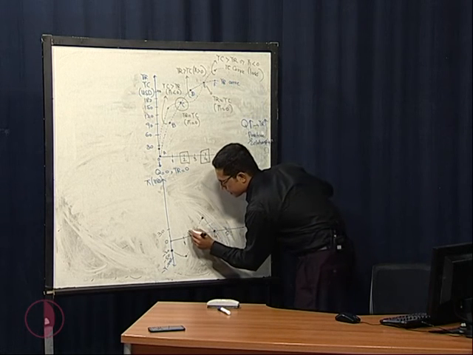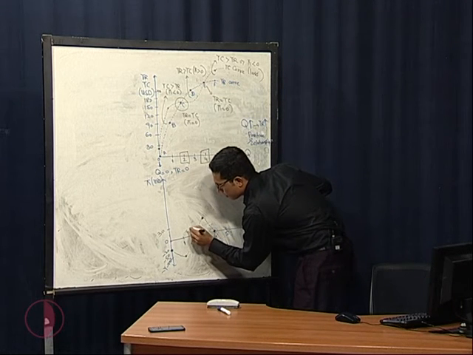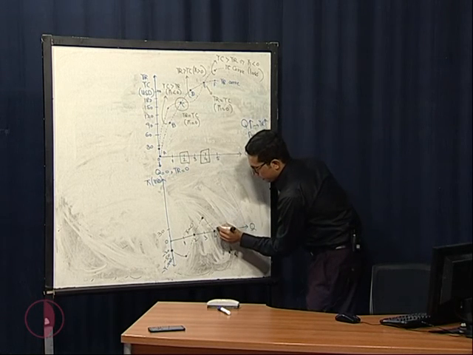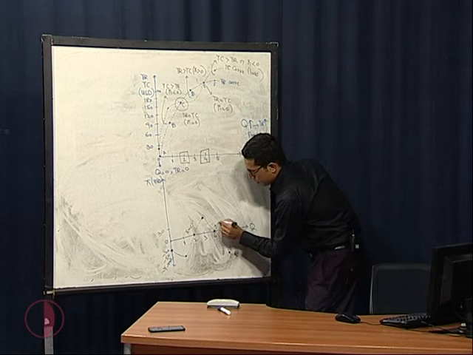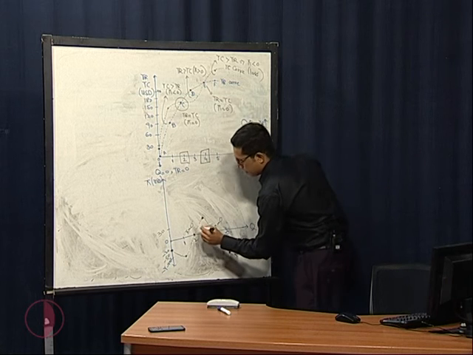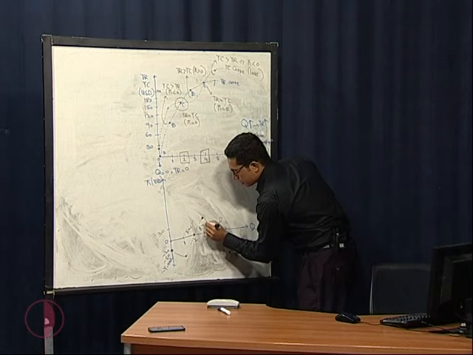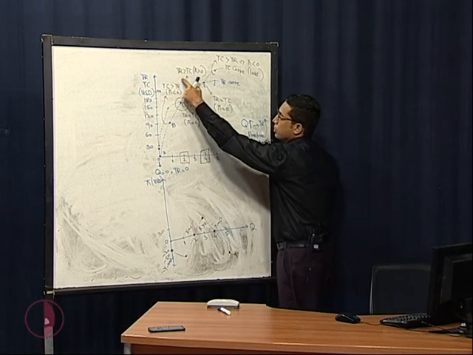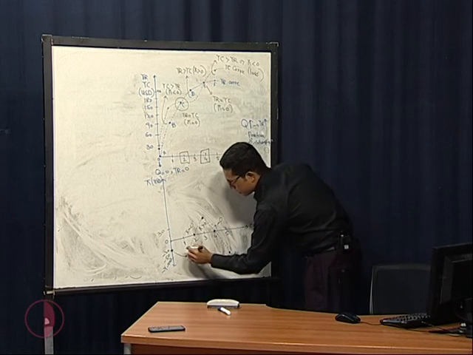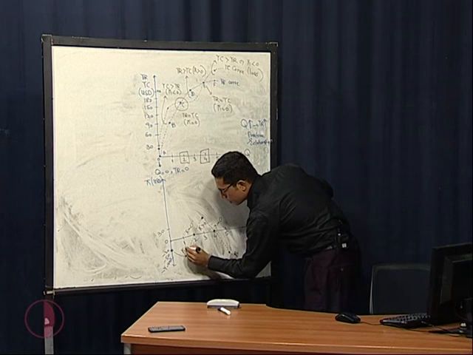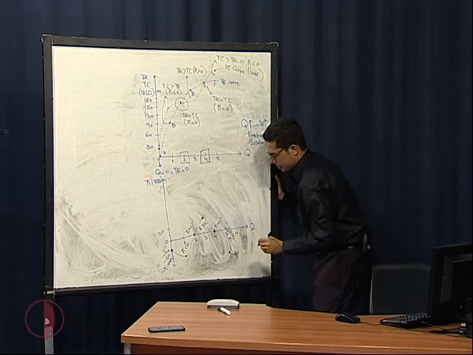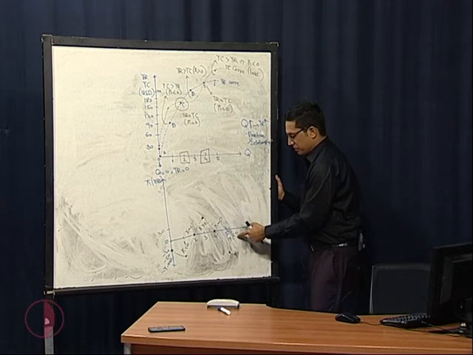At this point, profit is 0 because total revenue is equal to total cost. Here profit is 0. In this area profit is greater than 0 because total revenue is greater than total cost. In this area profit is less than 0. Similarly, here profit is less than 0. Profit is less than 0 means that a firm incurs a loss.